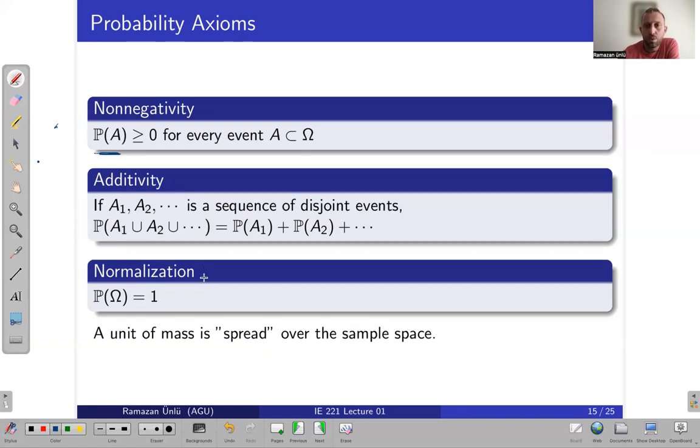And the last one is the normalization. The normalization means the probability of the union of all the events should be equal to 1. In other words, the probability of omega, which means the sample space, is 1. Okay, and by using these axioms, I can derive some other formulations.